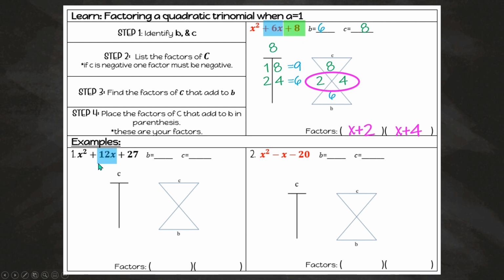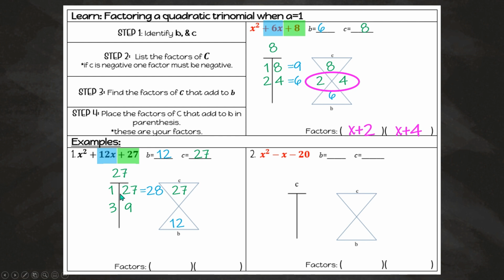So let's try our next example. Our b here is 12, and our c here is 27. So what are the factors of 27 that add together to give me 12? Okay, so I'm going to put 27 here over top this t-chart, and I'm going to find all the factors or numbers that multiply together to give me 27. So 1 times 27 and 3 times 9.